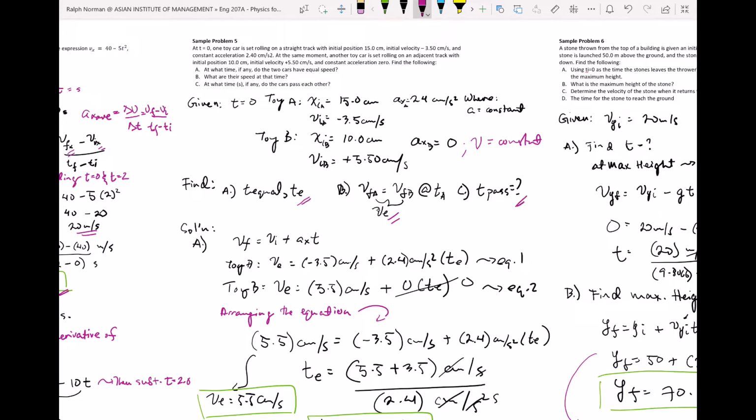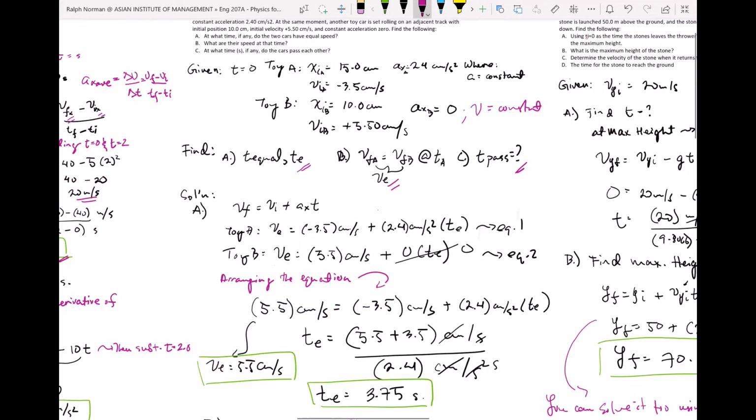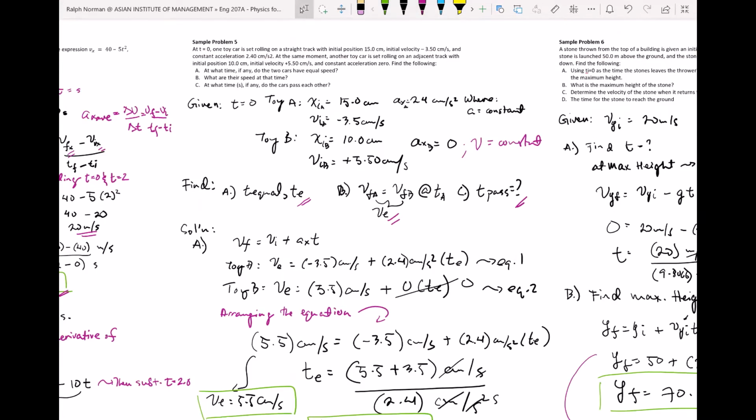Okay, let's solve it one by one. Now, there's a trick here. There are a lot of variables here, but let's deal with the problem one by one. Let's first deal with A. We're being asked for T. We know very well that the time being asked has one more condition, that both velocities are going to be equal.